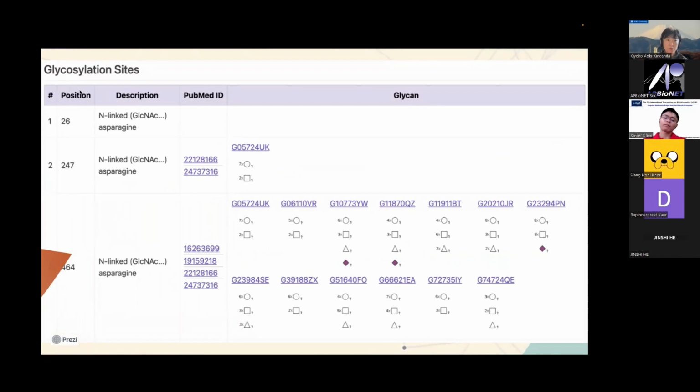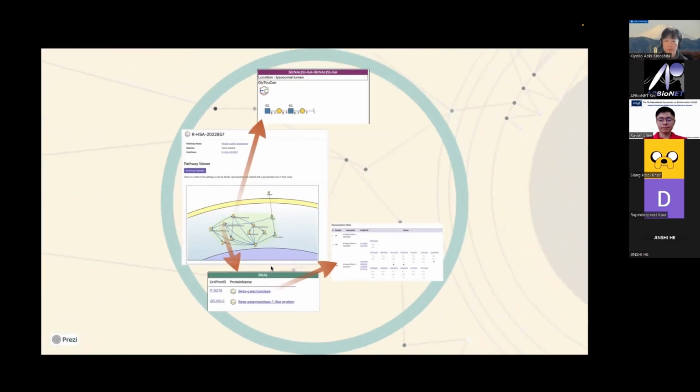There's more information, but this is just showing the glycosylation sites and the glycan IDs that have been published in the literature to indicate what kind of glycans. These are monosaccharide compositions. This is the most detailed we can get from mass spectrometry at this point, but we were able to encapsulate that into the database.